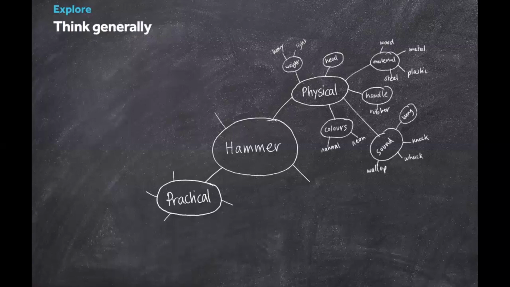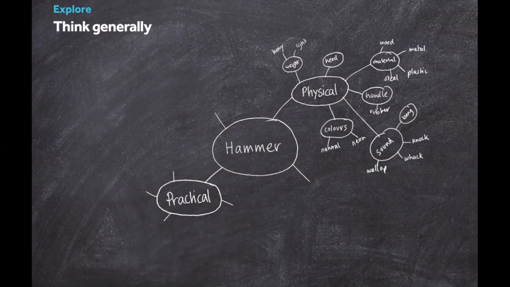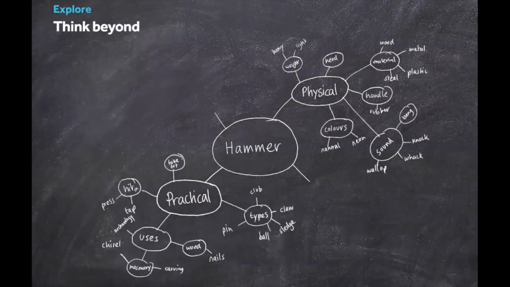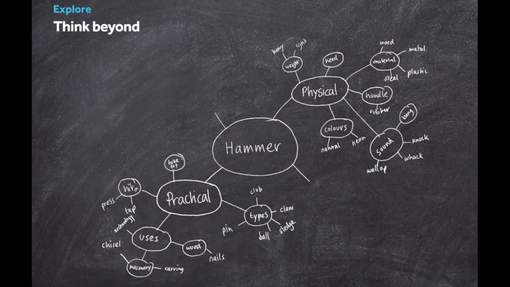Think about the different types, so to describe a hammer, what are the colors, what are the sounds, what is the material it's going to be made out of? What's the practical stuff? What's it going to be used for? What different types of hammers are out there? There's clubs, there's claws, sledges, ball hammers, pin hammers. All these words and all this language will really help inform the decisions that we make later.